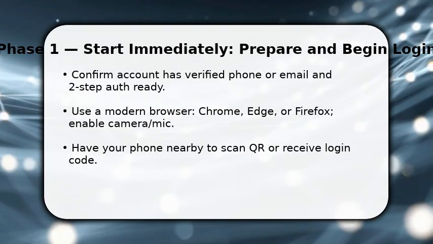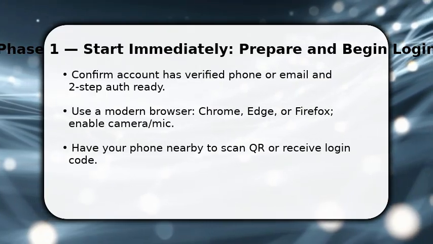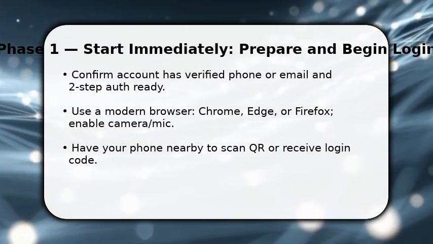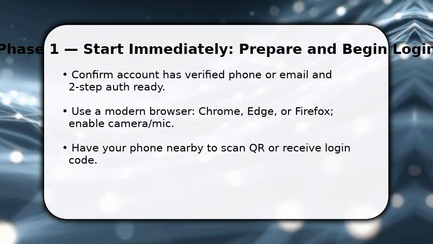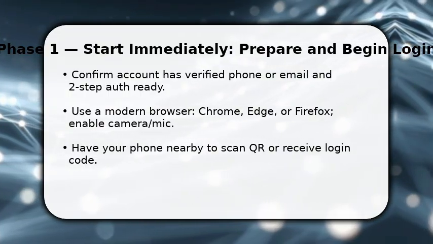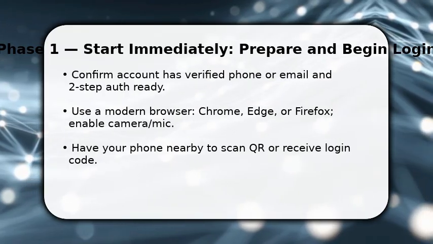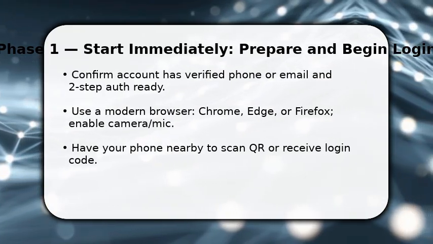You start by checking essentials. Make sure your Snapchat account is verified and two-step authentication is accessible on your phone. Once done, open a modern browser and allow camera and microphone access. You need them for calls and chats.